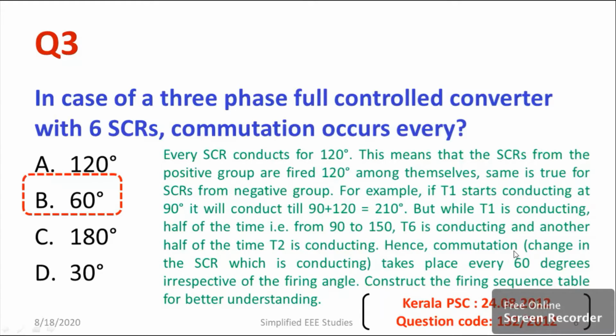Hence, the commutation, that means turning off, the change in the conducting SCR takes place every 60 degree irrespective of the firing angle. That's a speciality. So we can opt for option B. This is one of the most important questions, which was repeated in the year 2012.